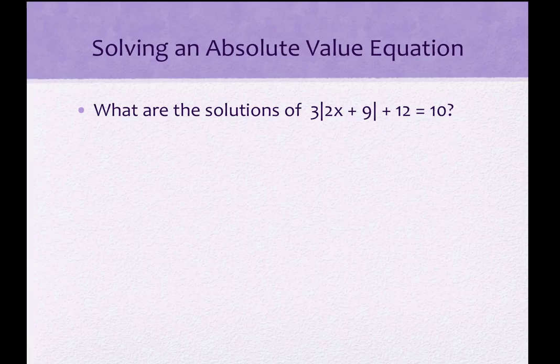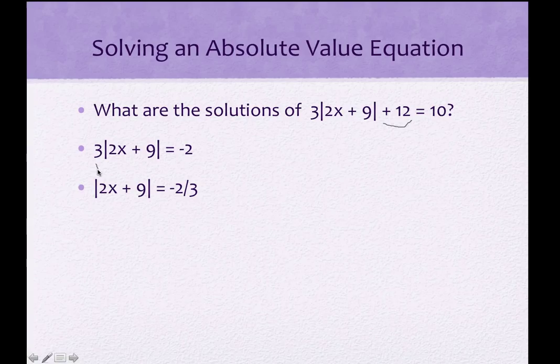So here's another one. What are the solutions of 3 times the absolute value of 2x plus 9, plus 12, equals 10? Well, again, we want to get the absolute value sign by itself. So in order to do that, we probably should get rid of this positive 12. And we could do that by subtracting 12 from both sides. Next, we want to get the absolute value by itself, so we probably should get rid of this 3. It's being multiplied, so we'll divide both sides by 3.